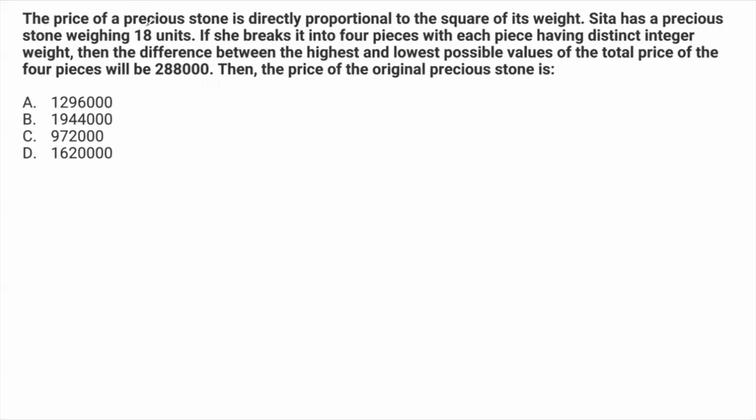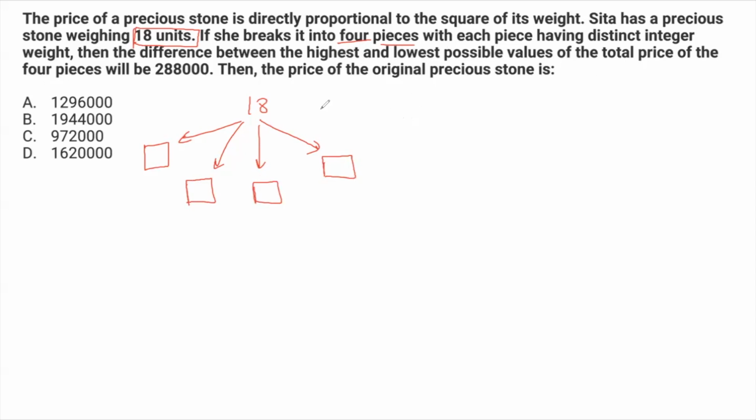Initially, the weight of the precious stone is 18 units. The precious stone is broken into 4 pieces. And each of these weights is basically an integer. So 18 has to be broken down into 4 integers. Then the difference between the highest and the lowest possible values of the total price of the 4 pieces.